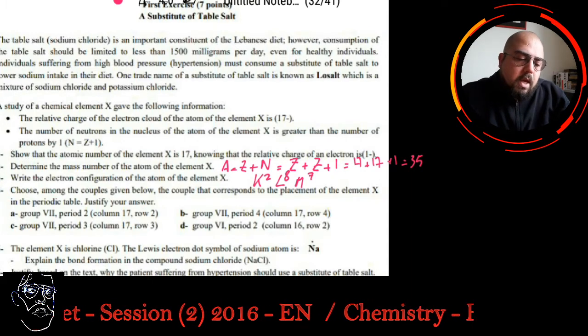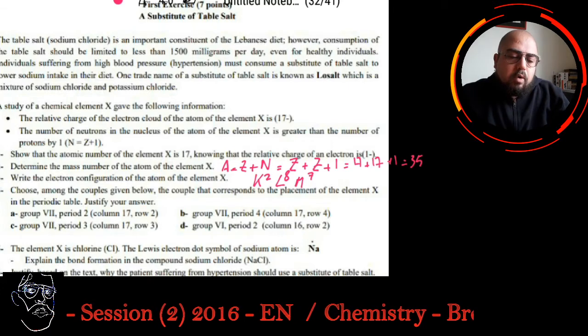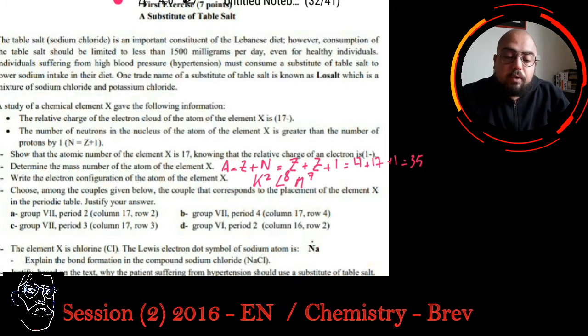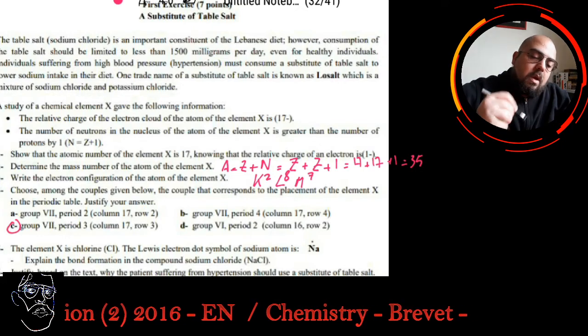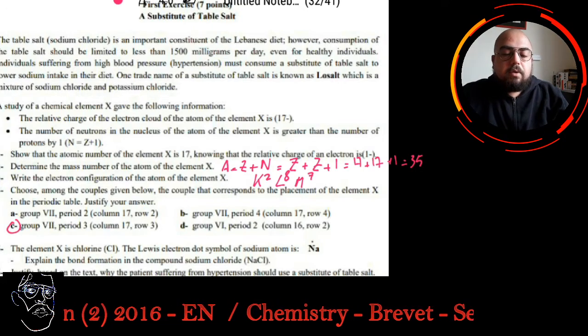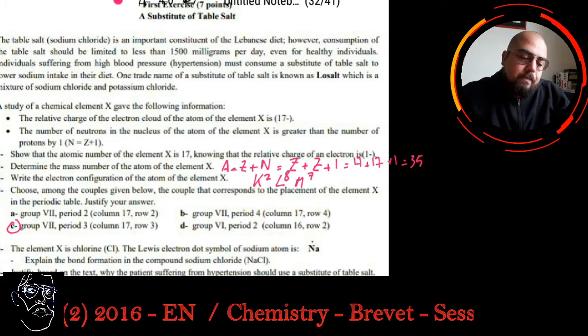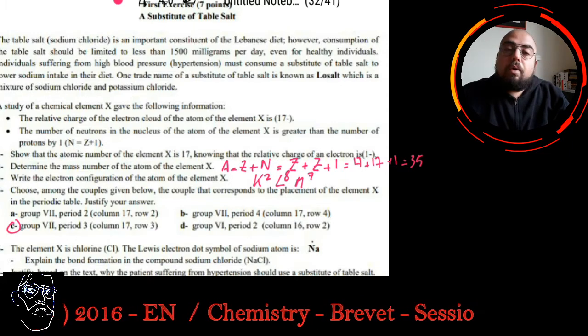So A, group 7, period 2, no. B, group 7, period 4, no. C, group 7, period 3, yes. As for D, group 6, period 2, again, no. The element X is chlorine, Cl.